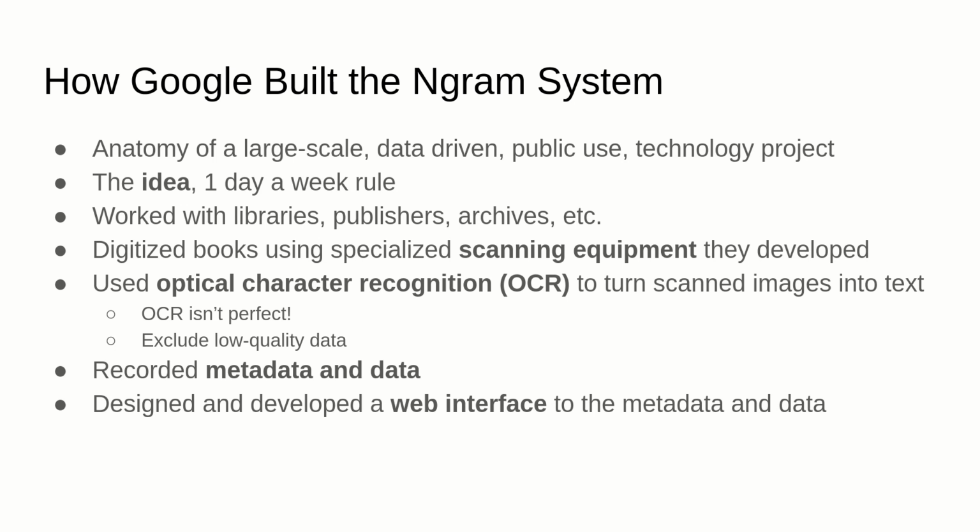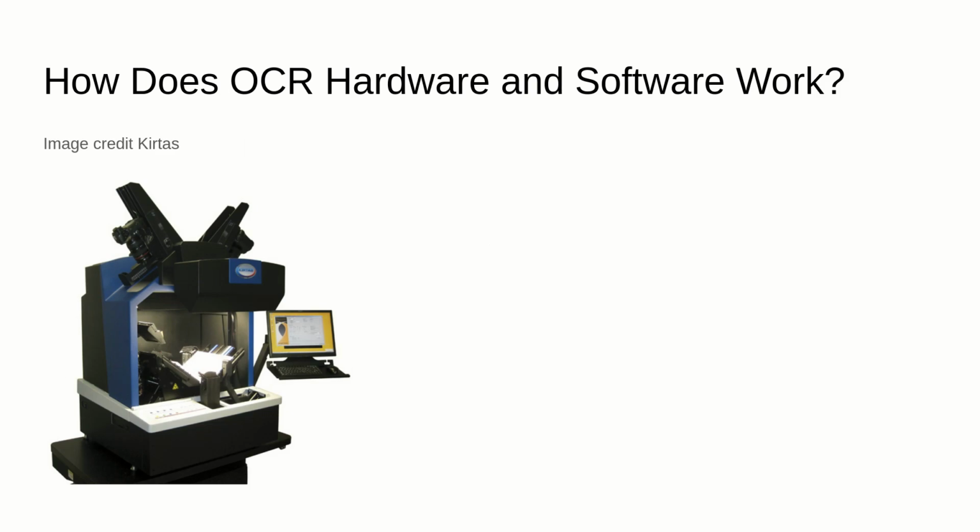Then they designed and developed a web interface that allows people access to the metadata and the data to use it and do analysis. So here's an example of a piece of OCR hardware that takes a book and can flip the pages in it and can create images of that book. And then the computer will run algorithms to do the actual optical character recognition from the images.